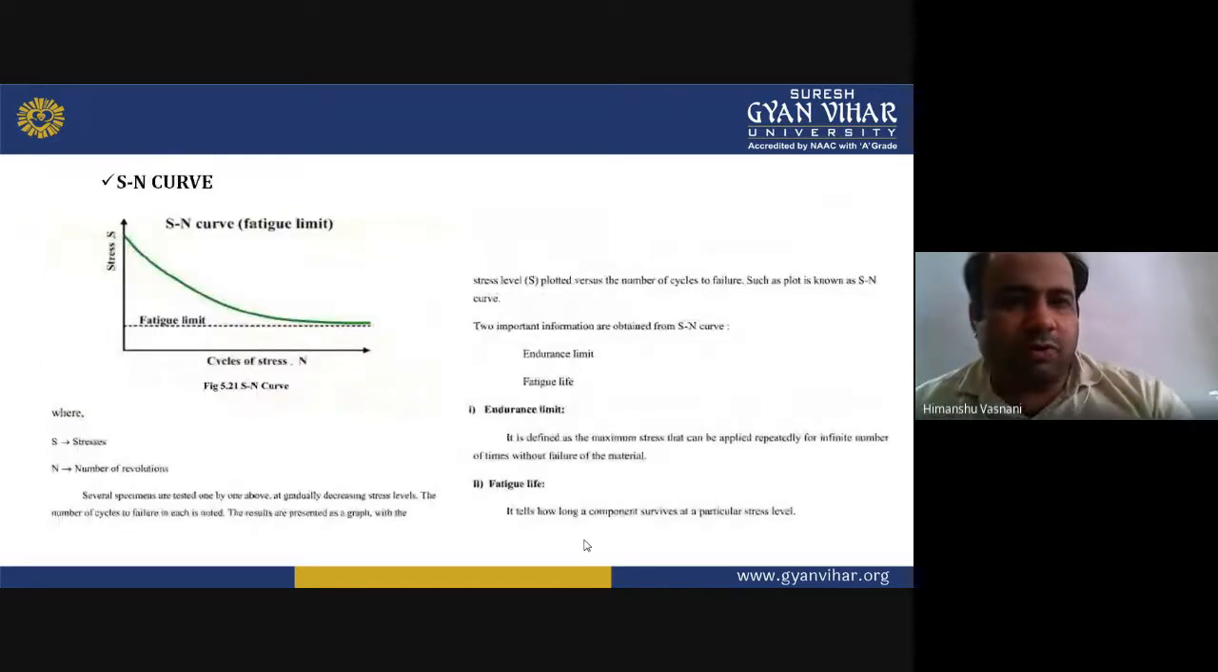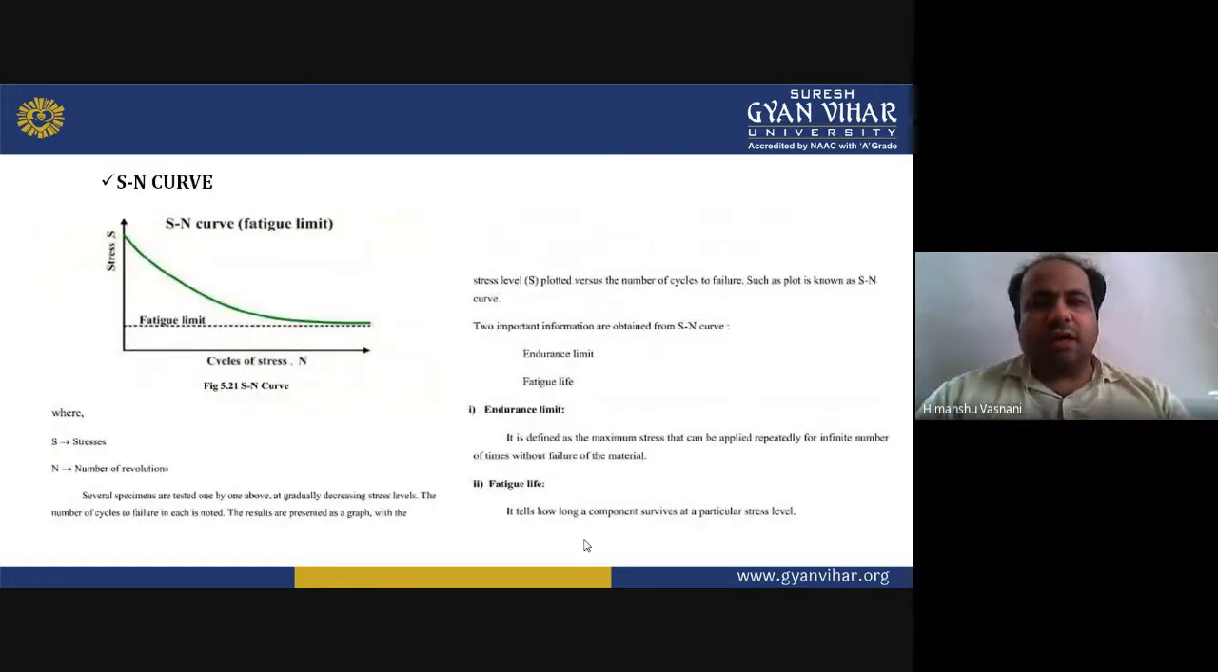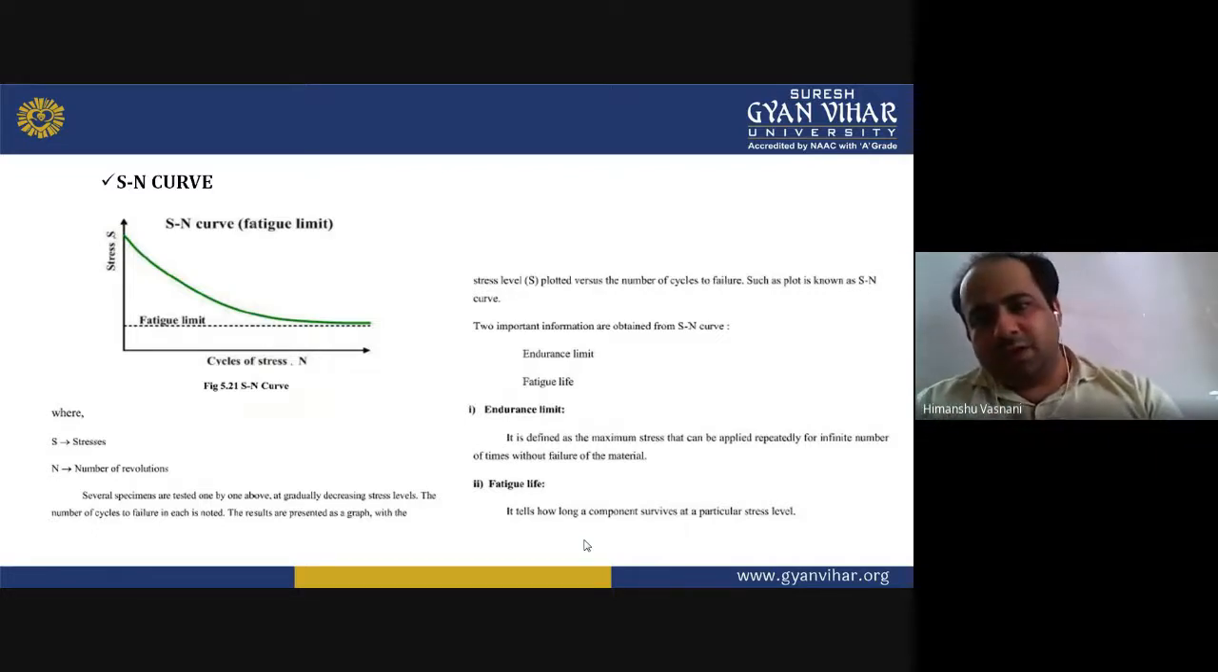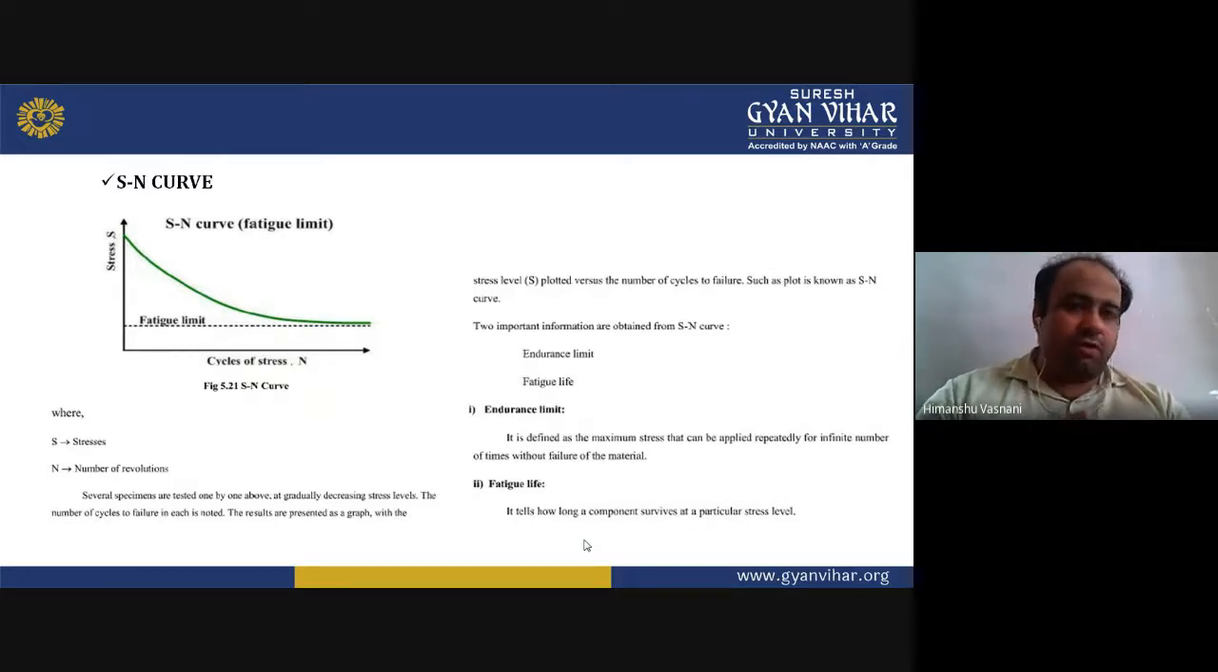Now the S-N curve, or you can call it the fatigue limit curve. This curve is drawn between stress and the number of cycles of stress. Here S is the stress and N is the number of revolutions. Several specimens are tested one by one at gradually decreasing stress loads, and the number of cycles to failure in each is noted. The results are presented as a graph with the stress level S plotted versus the number of cycles to failure. Such a plot is known as an S-N curve.